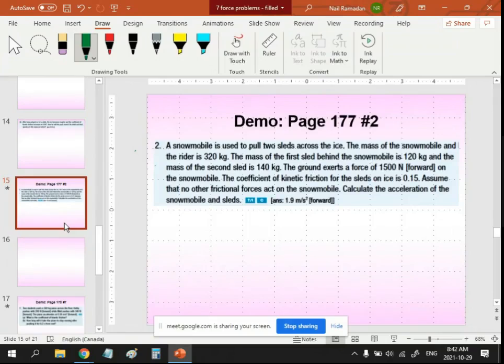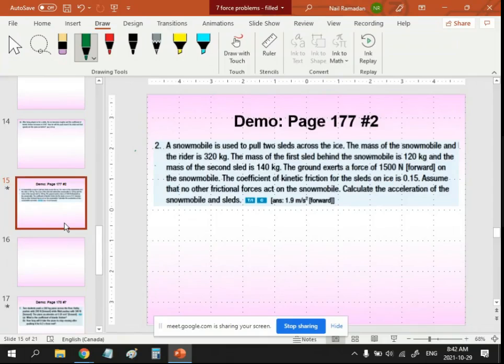The ground exerts a force of 1,500 newtons forward on the snowmobile. So that's basically the actual forward motion or forward force on the snowmobile. The coefficient of kinetic friction for the sleds on ice is 0.15. Assume that there are no other frictional forces acting on the snowmobile. Calculate the acceleration of the snowmobile and sleds, like everything.